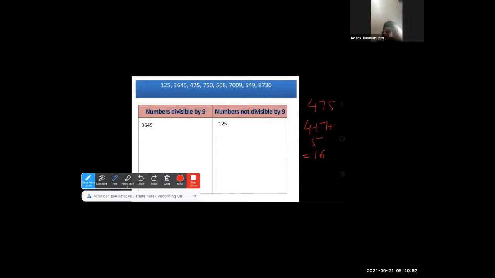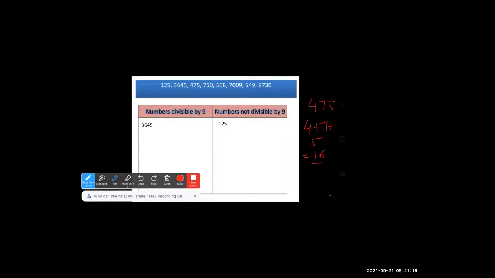Teacher, which lesson is this? We are doing chapter number 8 here. Have you attended the last section? Divisibility, chapter number 8.